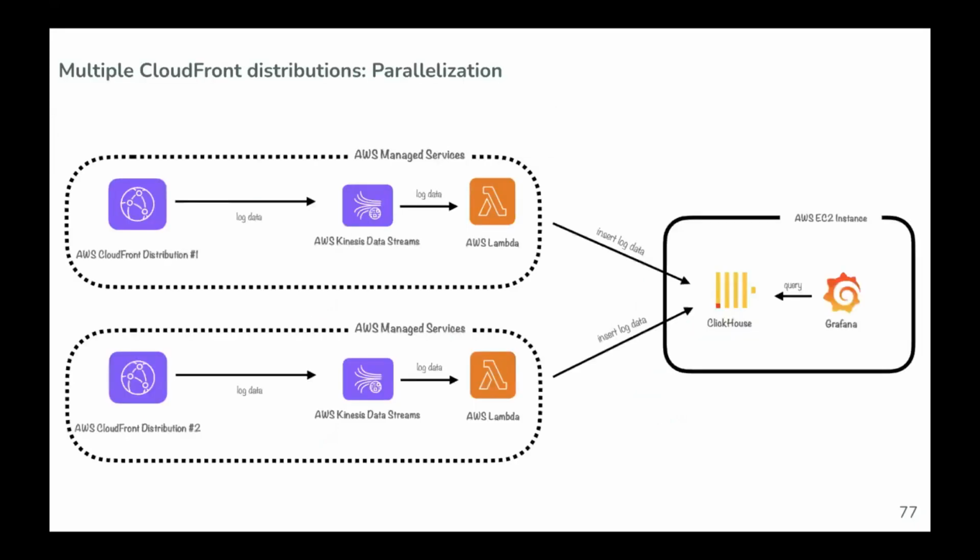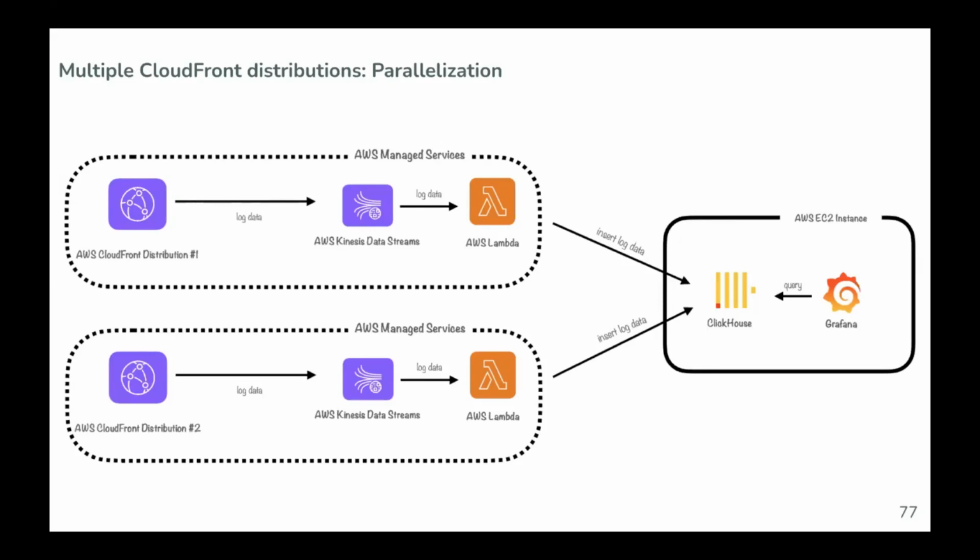The first option was parallelization. This meant parallelizing or duplicating pipeline components for each CloudFront distribution. In the image, we see each CloudFront distribution delivers logs to its own data stream and Lambda function. Parallelizing components could help our pipeline scale by adding extra capacity.